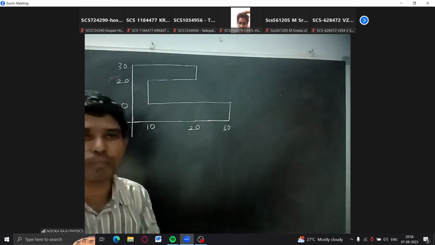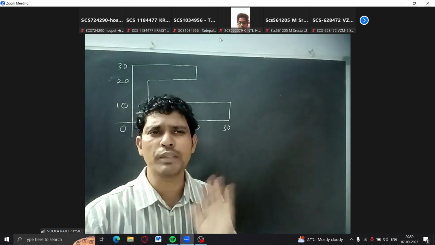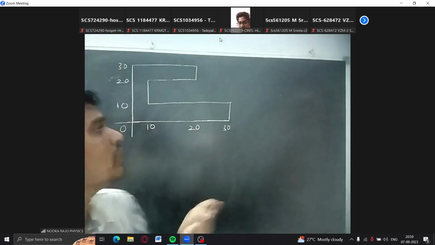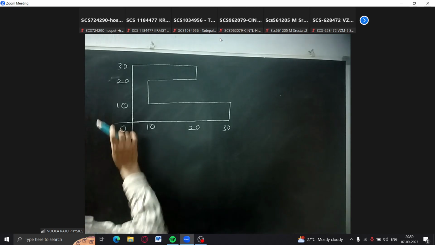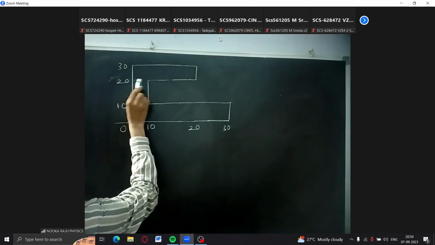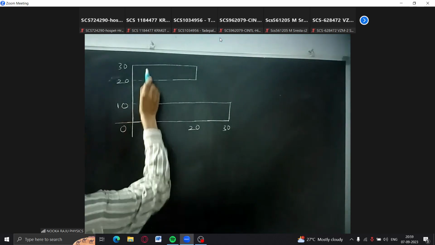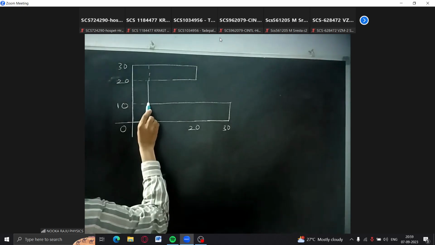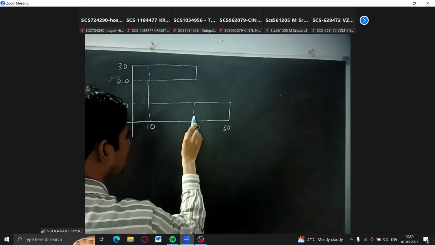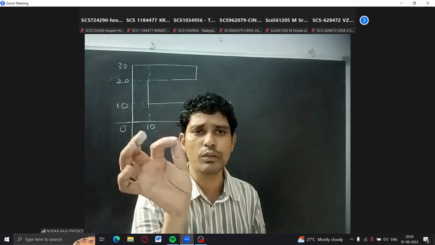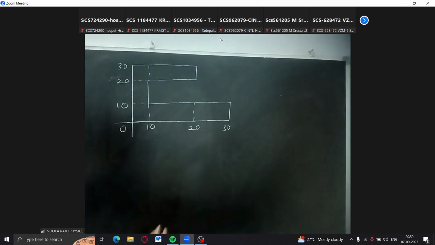This problem is solved by the decomposition method. We can solve it in different approaches, but which is the easiest way? I want to discuss that point. How can you divide it into components or parts? What are the possibilities? If you divide like this, this is one part, one more part, one more part, and one more part. 1, 2, 3, 4, 5, 6. If you divide it into 6 parts, then you can calculate the center of mass.